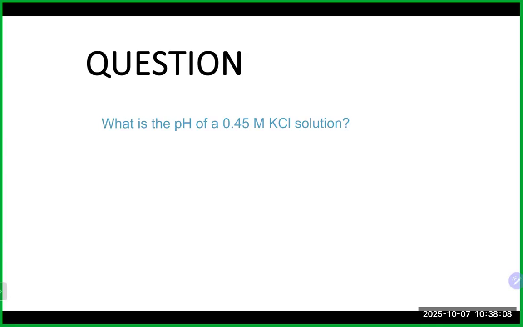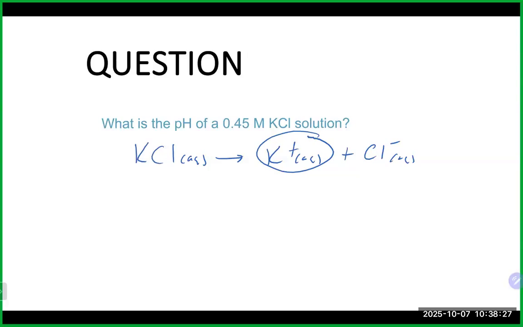Okay, let's take a look. So in this particular case, we have potassium chloride, which obviously is a salt, so it's going to break apart into K plus and Cl minus. So again, we want to analyze our salt and see if anything is going to go through hydrolysis. How about the K plus? Will that go through hydrolysis?